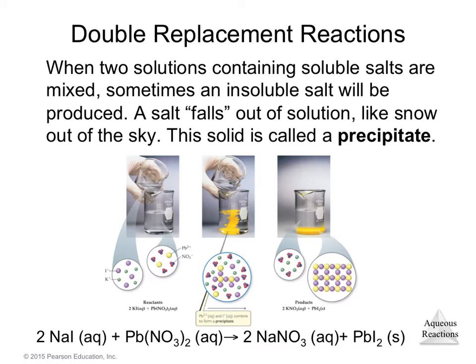In a double replacement reaction, typically we have two solutions that contain soluble salts, and we mix them. Again, notice that it's always in solution. In a double replacement reaction, our positive ions switch, and in a precipitation reaction, a precipitate forms. It's that solid that falls out of solution, kind of like snow out of the sky.